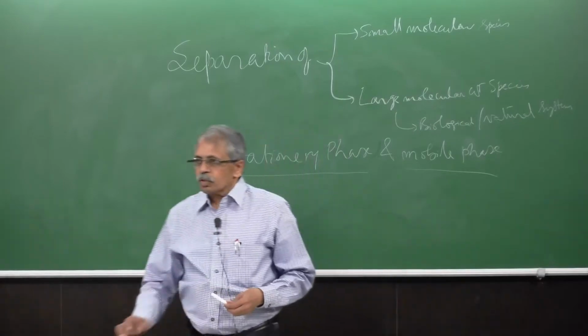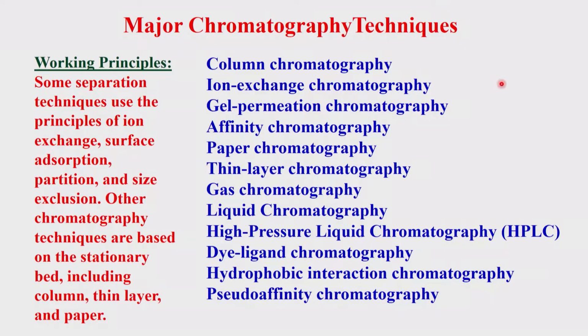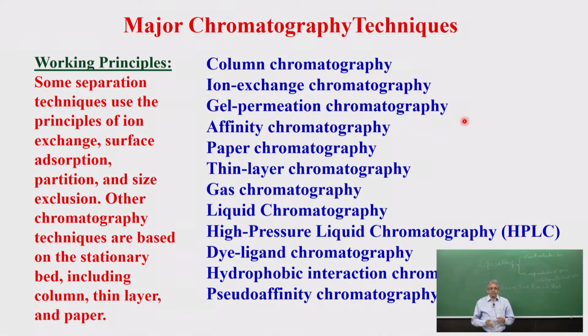The chromatography techniques include column chromatography and ion exchange chromatography. Column chromatography is basically a common nomenclature. You fill many things into the stationary phase, into the column. That's why it is referred to as column chromatography, but it does not tell what kind of material you fill. Those things we will look at at a later stage. In ion exchange chromatography, you have an exchange between an ion at the stationary phase and an ion in your mixture.